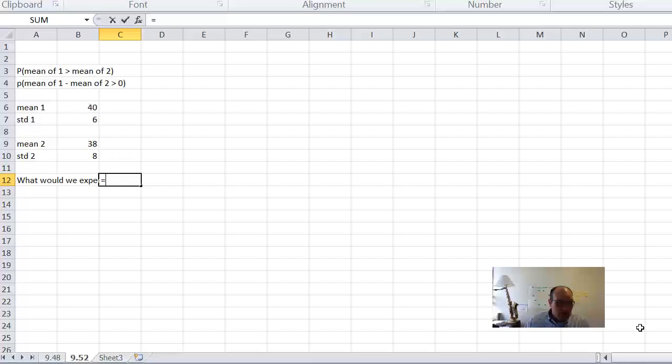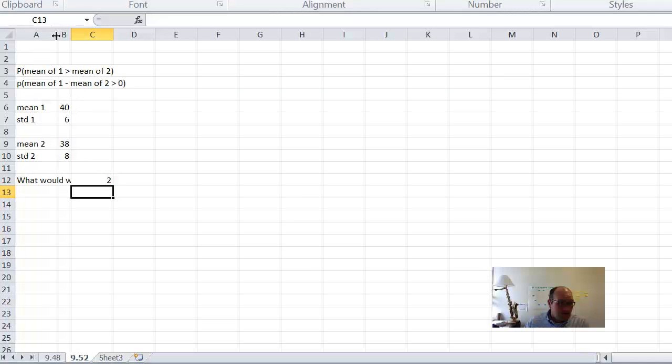Well, what we expect is right here: the mean of 1 minus the mean of 2. This is what we're after. So what would we expect that to be? Mean of 1 minus mean of 2. Alright, so what is that?